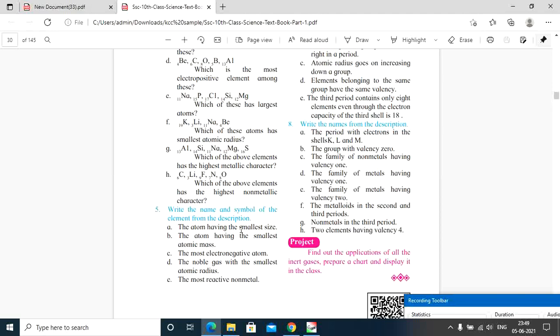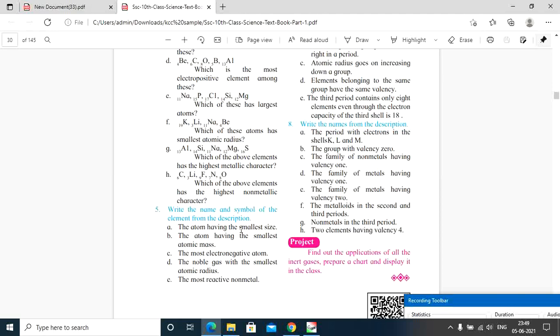Okay, so first what they have asked is an atom having the smallest size. Atom having the smallest size. So definitely you will answer hydrogen. But hydrogen and helium. So helium has 2 electrons. Okay, so the smallest is helium, not hydrogen. Next, an atom having the smallest atomic mass. Smallest atomic mass is definitely hydrogen.